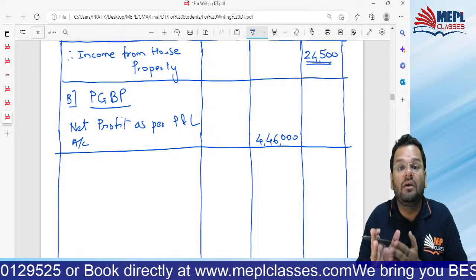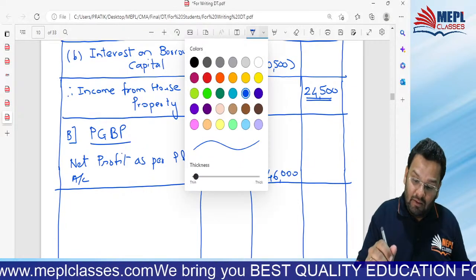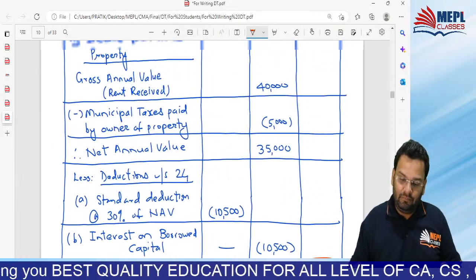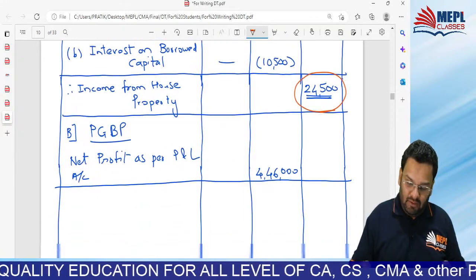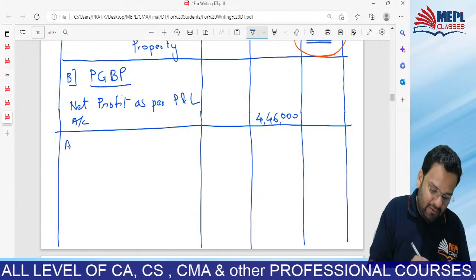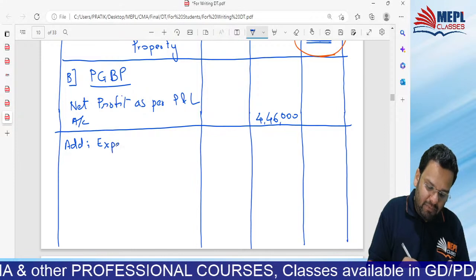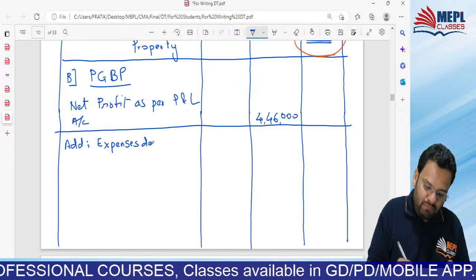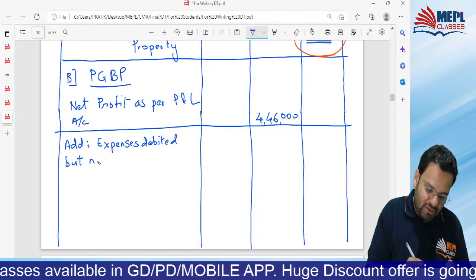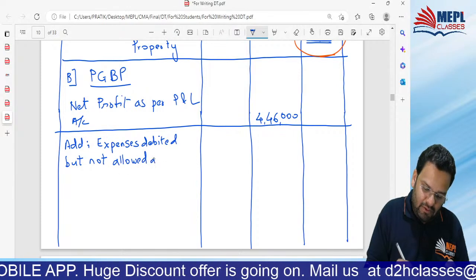See how I'm using all the columns, okay? Only the final income of each head will go in the last column. Check. After that, next, add. Now what do you add? You add expenses debited but not allowed as deductions.